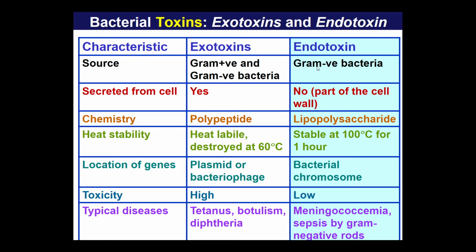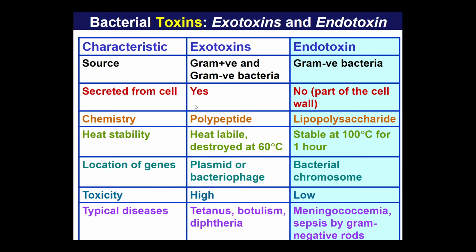And endotoxin may be released from a bacterium only after death of this bacterium, disruption of its cell wall. It means the toxic effect is caused only when the cell that is the source of this toxin is killed. Gram-positive and gram-negative bacteria producing exotoxins survive the process of secretion of the toxins.